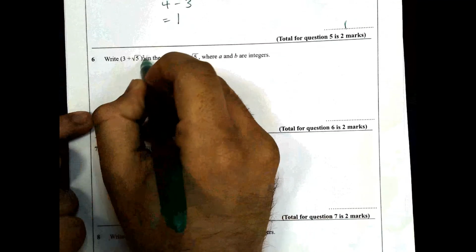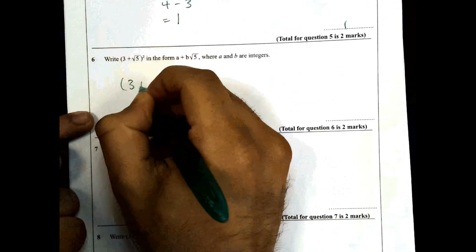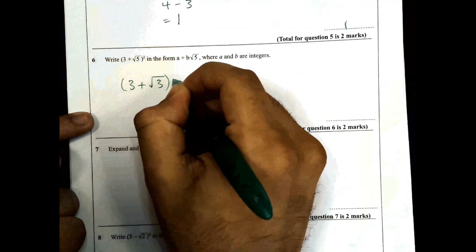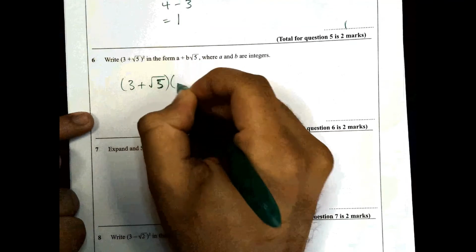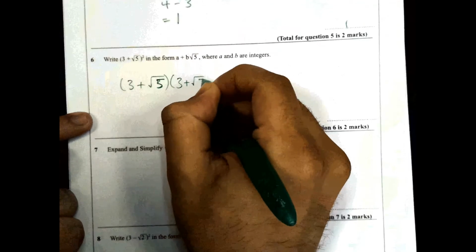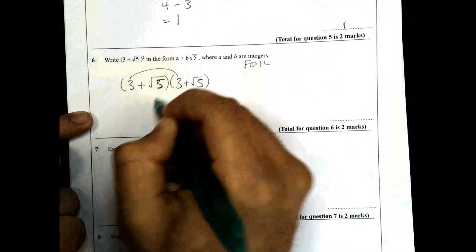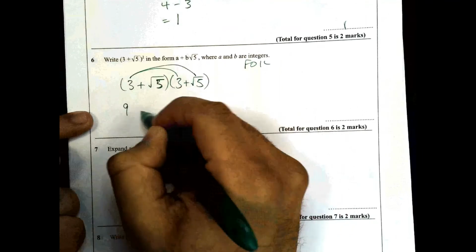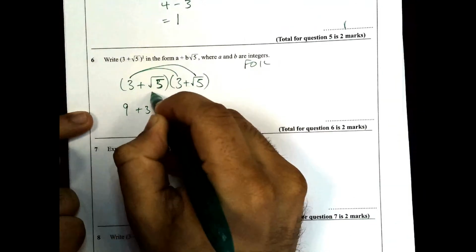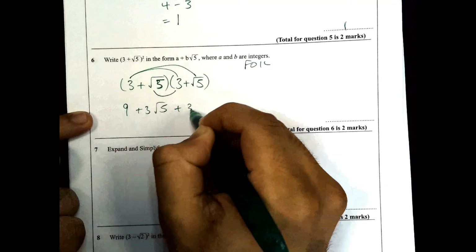So question 6, when you're squaring a bracket, that's 3 root 5. You've got the bracket multiplied by itself, and once again we're going to use FOIL. So here we go. 3 times 3 is 9. 3 times root 5 is plus 3 root 5. Root 5 times 3 is plus another 3 root 5.